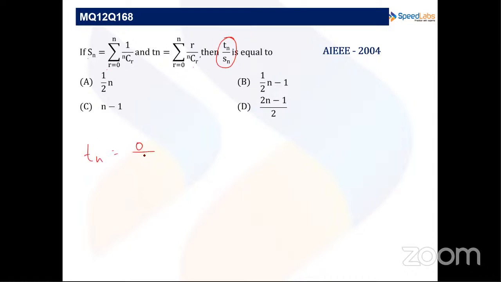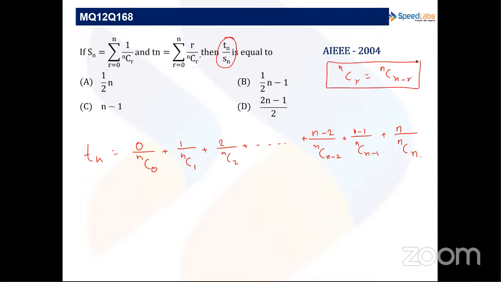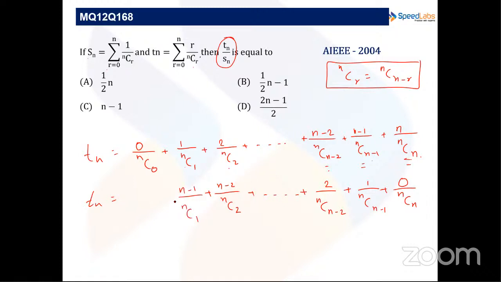So Tn we can write as 0 upon nC0 plus 1 upon nC1 plus 2 upon nC2 plus so on up to (n-2) upon nC(n-2) plus (n-1) upon nC(n-1) plus n upon nCn. We know that nCr is equal to nC(n-r). So we can reverse these and write nC0 as nCn, nC1 as nC(n-1), nC2 as nC(n-2), and similarly nC(n-2) as nC2, nC(n-1) as nC1, and nCn as nC0.